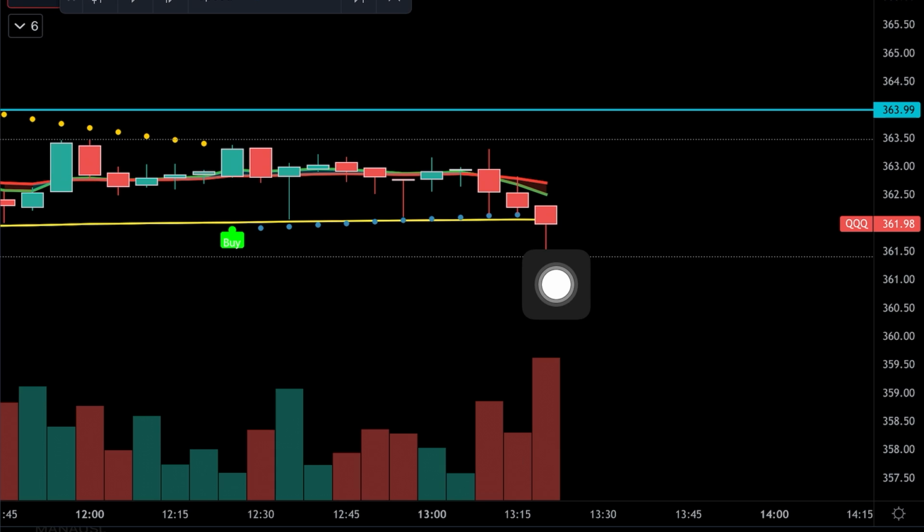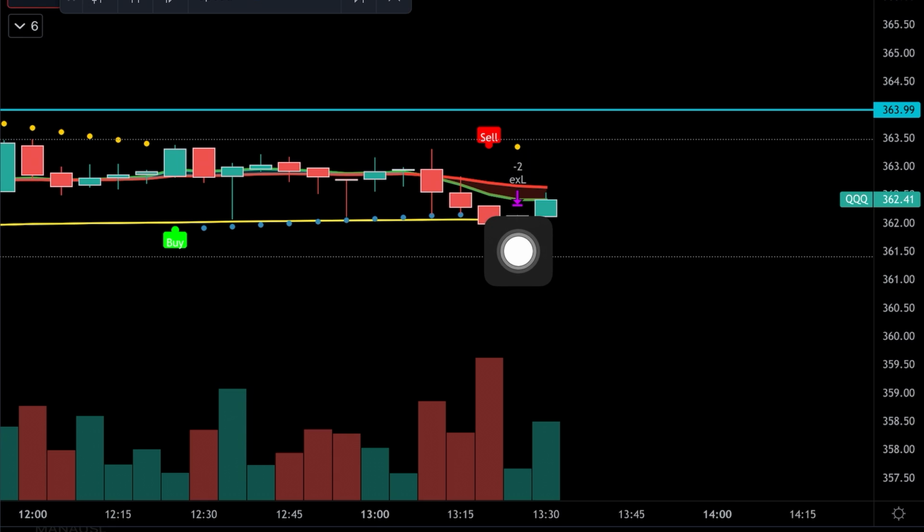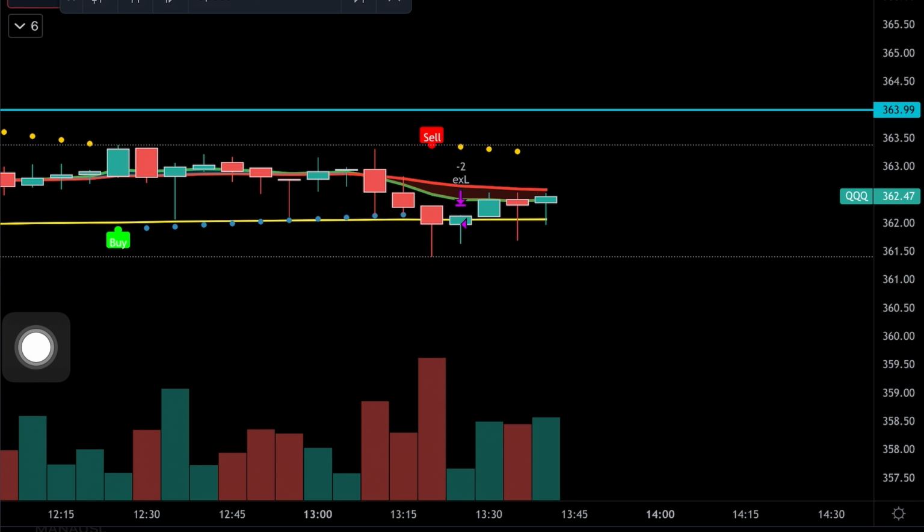It got below VWAP, but you can just tell it did not want to stay below that. So if you look at these next candles, somebody could have bought puts, but then you've got to make sure you set your stop because you would have gotten stopped out. It bounced above that pretty well.